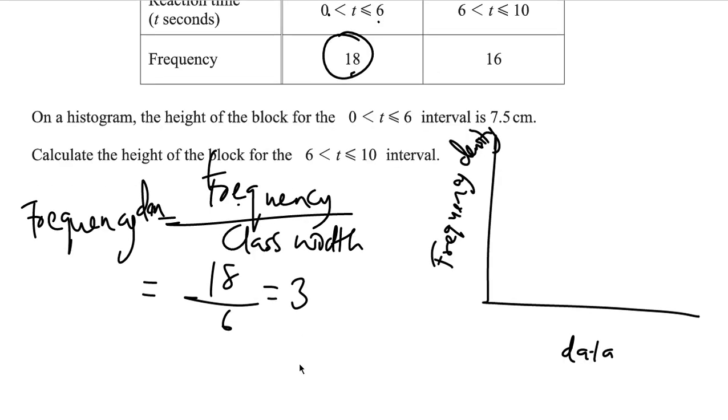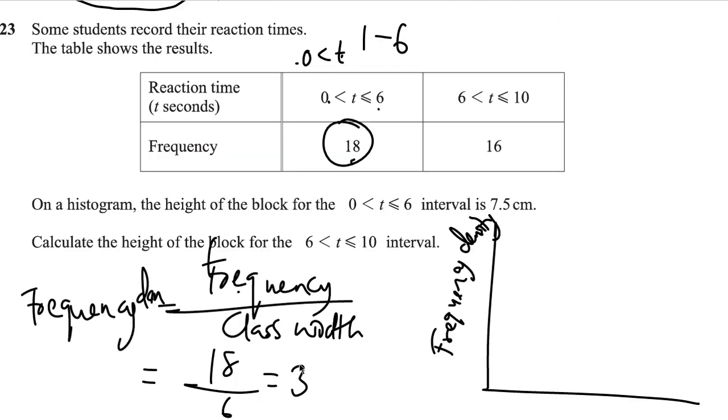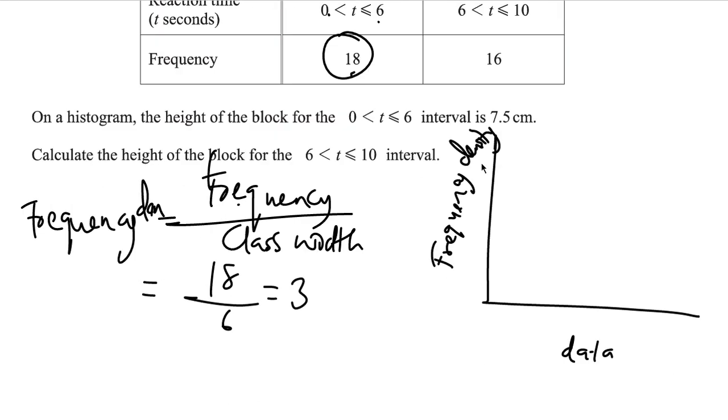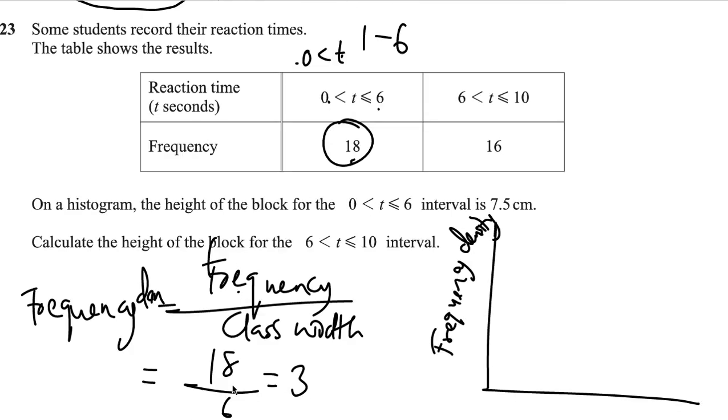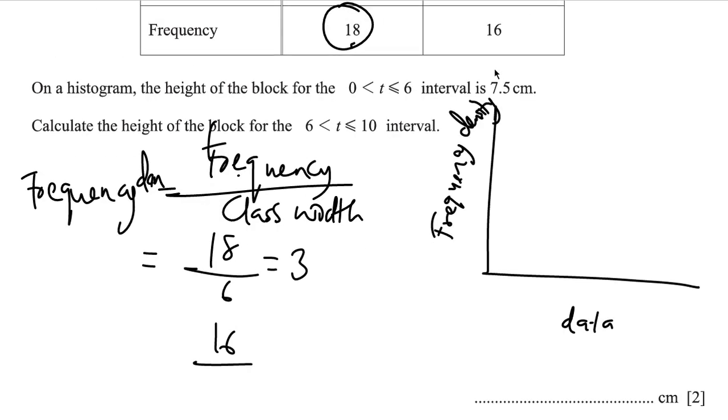Then let's look at 6 less than t less than or equal to 10. Then we have 16, so the frequency is 16. What's the class width? 6 less than t implies that t is greater than 6. So we have 7, 8, 9, 10. So that's 4 values. The class width is 4. So 16 divided by 4 is 4.